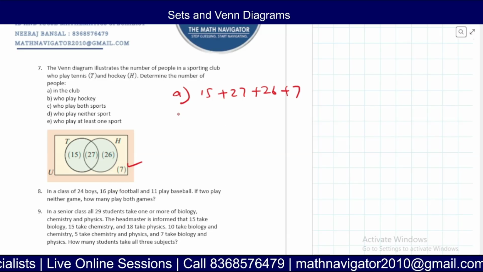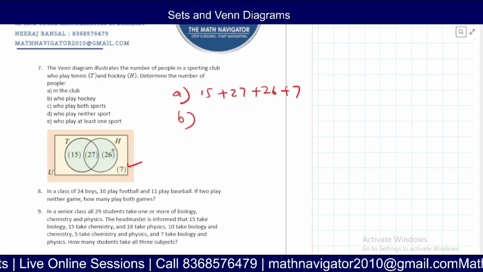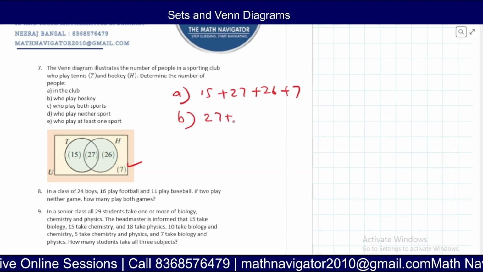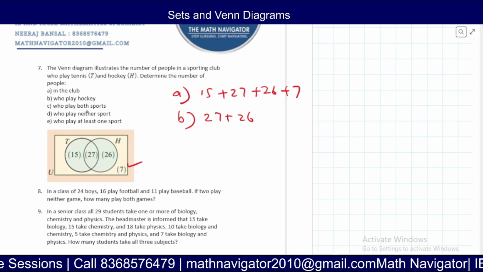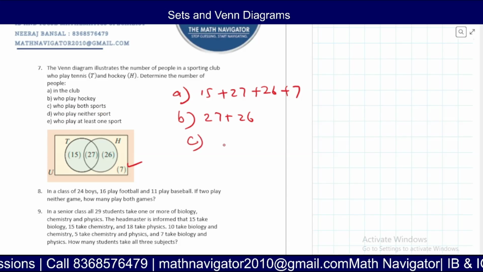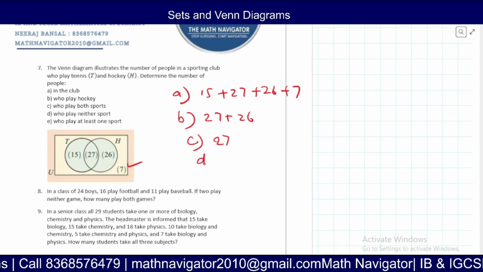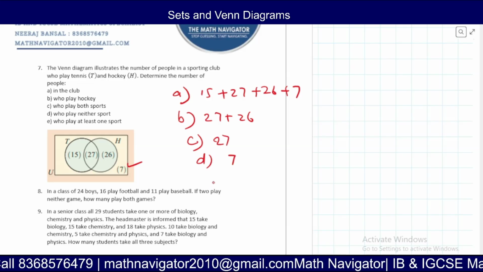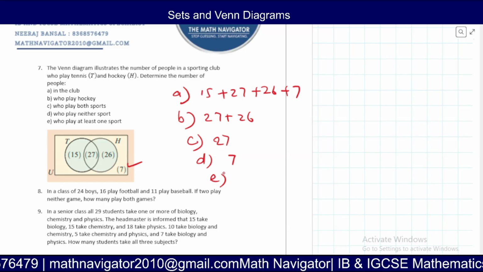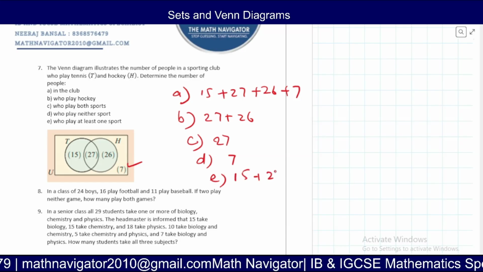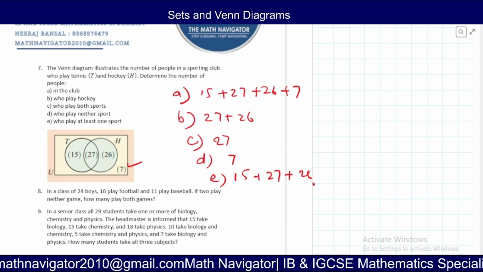Right. Then let's move to the part B, who play hockey. So 27 plus 26 because they are present here in the set hockey. Who play both the sports? So C is 27. Then D, who play neither sports, 7. E, who play at least one sport. So 15 plus 27 plus 26. Got it? So this is clear.